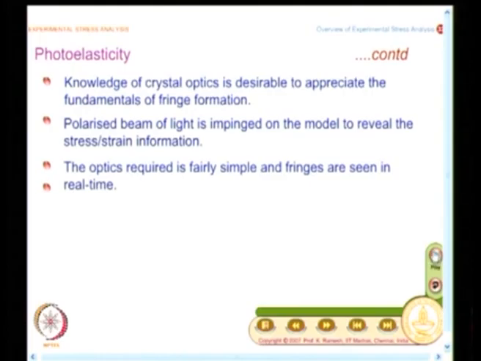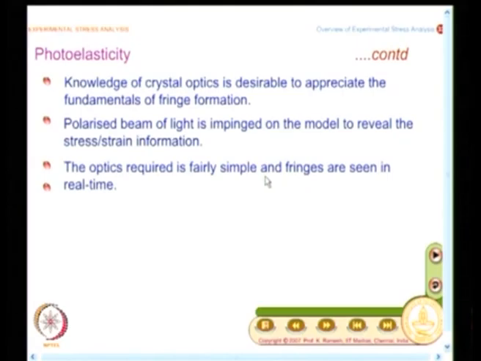And what you do here is, you use a polarized beam of light for revealing the stress information, and the optics required is fairly simple, and fringes are seen in real time. This is very important. If you go to any one of the experimental techniques, for example, if you go to holography, you will have a double exposure.